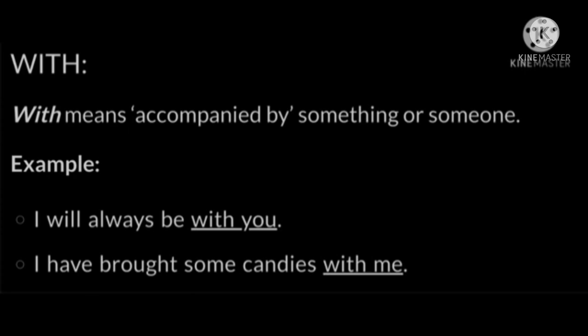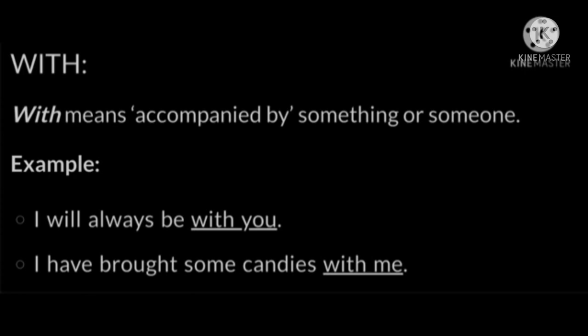I am going to London with my parents. I went to the park with my friends. So accompanied by. That explanation is being given over there. With is also used to show the objects we are using. I wrote this letter with a blue pen. He cleaned the blackboard with a duster. So for the usage of objects also we are using with.